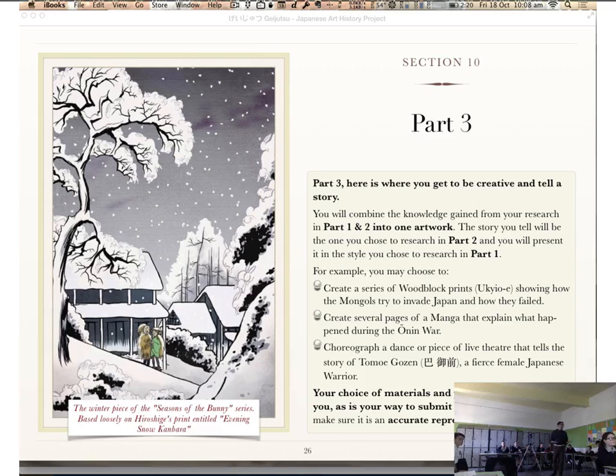This is the part where you get to be creative. In part three, you're going to combine the knowledge you've gained from part one, the research you've done in part one, and the research you've done in part two. So you've researched an artwork that you like, an art style you like, and a story that you like. We also talked about how you tell a story. So in part three, you are going to create an artwork, basically an artwork which will tell the story that you researched.